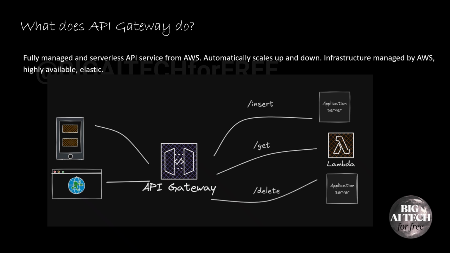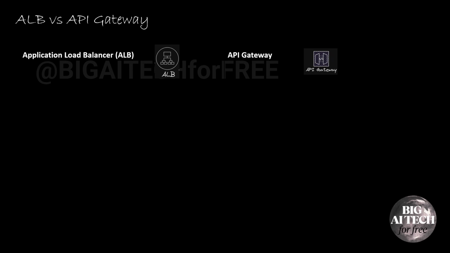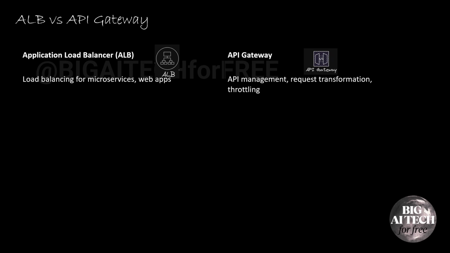Right? Let's move on. So the big face off now, ALB versus API Gateway. Who is going to win? Let's start. Load balancing for microservices and web apps is done by ALB. API Gateway does API management, request transformation, throttling.